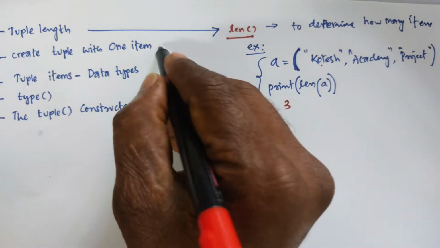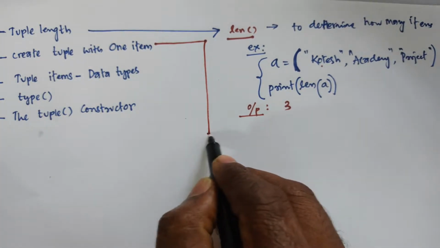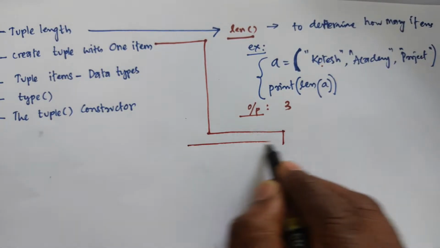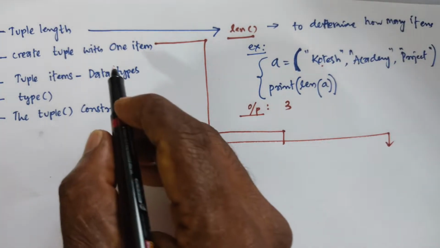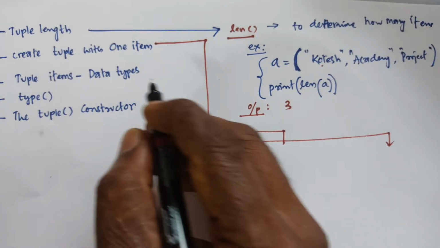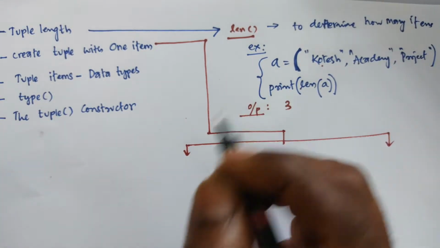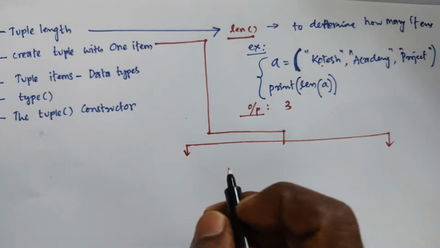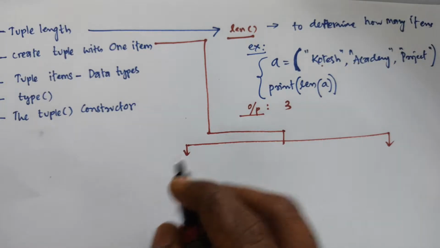Next one is tuple, create tuple with one item. This can be separated into 2 parts. To create a tuple with only one item, you have to add a comma after the item. Otherwise, Python will not recognize it as a tuple. So simply you have to use the comma after the item.